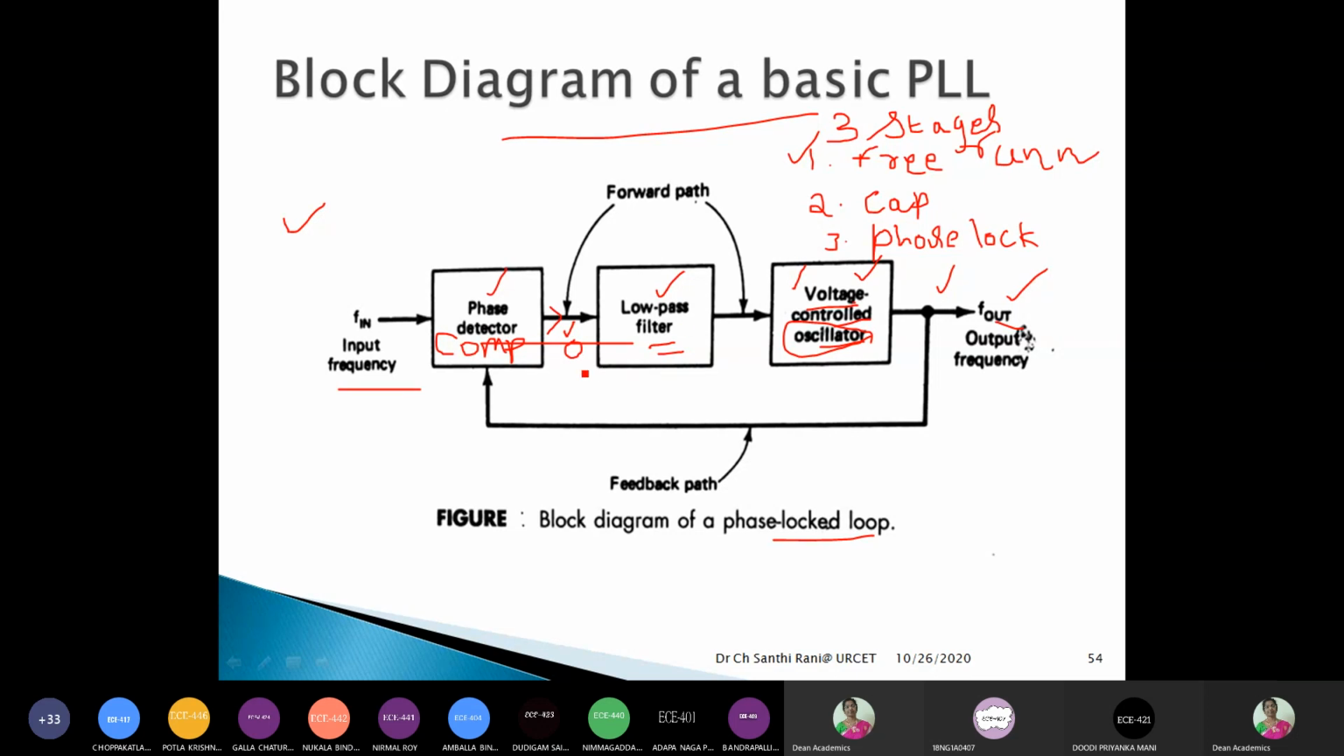Then what is the second stage? Without applying any input frequency, we call it the free running stage. Now what is the second stage of the phase locked loop? Once you apply the input voltage or input frequency, the VCO starts changing.